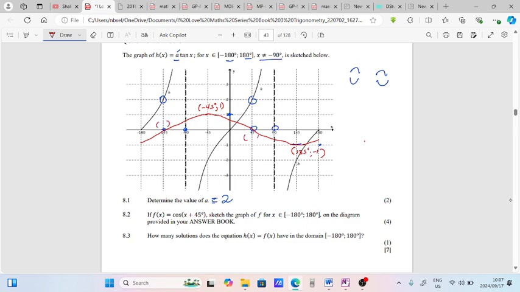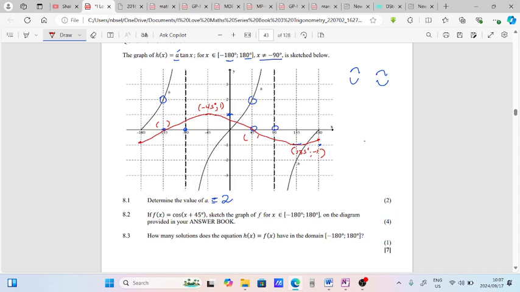If you don't remember again, we just leave it. So at this level, we can just leave it. Even at this point, we can just leave it. Now that is the graph of x cos x plus 45 degrees.